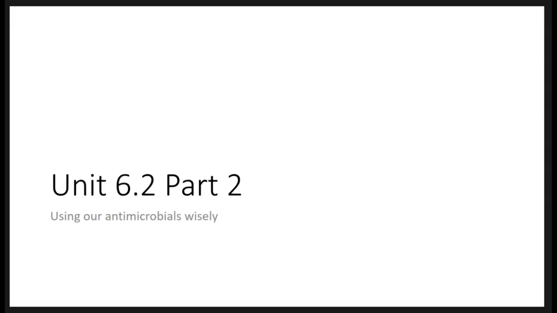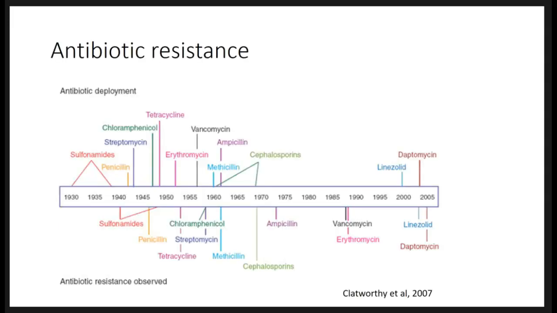So in part 2 of this lecture, we'll talk about some of the reasons that we should be careful with the antimicrobials that we do have. Prior to the development of antibiotics, bacteria were incredibly deadly for humans. Bacteria are very efficient pathogens and they kill people very fast. However, in the early part of the 20th century, there were two important discoveries of sulfonamide antibiotics and penicillin.